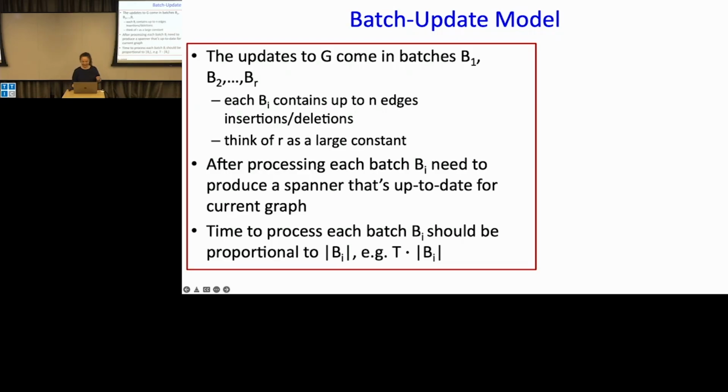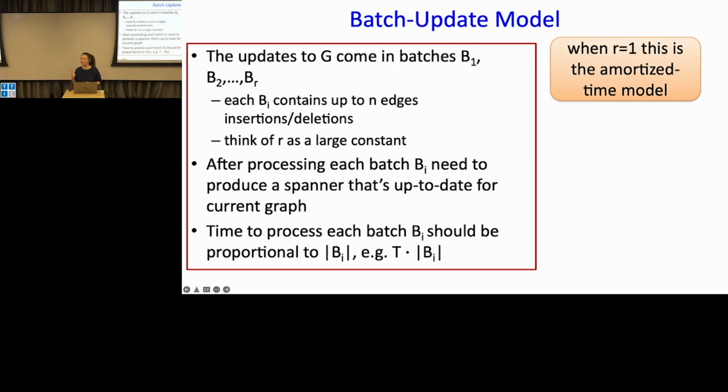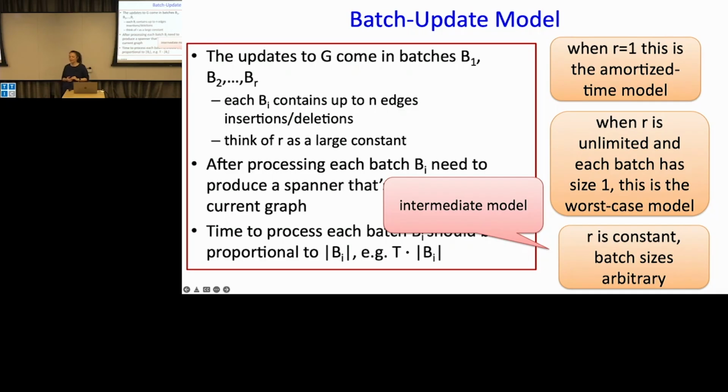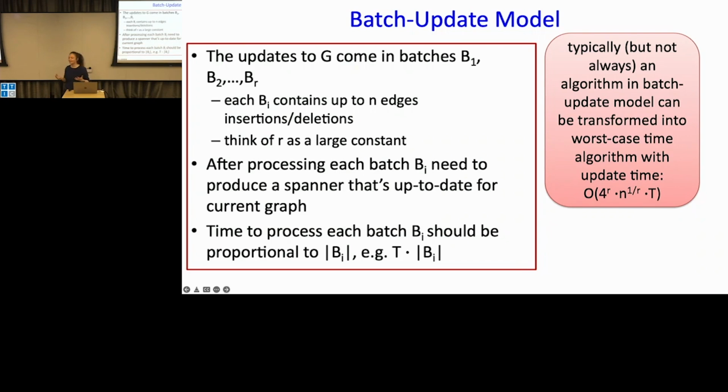Just to put this into context, if R is 1, so there is just one batch, that's exactly the amortized model. If the number of batches is unlimited, but every batch has just one update, it's exactly the worst case model. But here the number of batches is a large constant, and the size of every batch can be anything. So it's an intermediate model between the two. And there is a really cool thing: there is a reduction that says that typically, though not always, if you can get an algorithm that works in this batch update model, there is an automatic way to transform it so that it also works in the worst case update model.